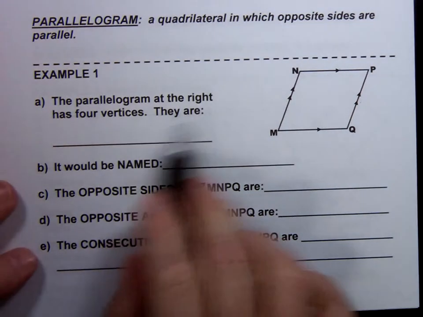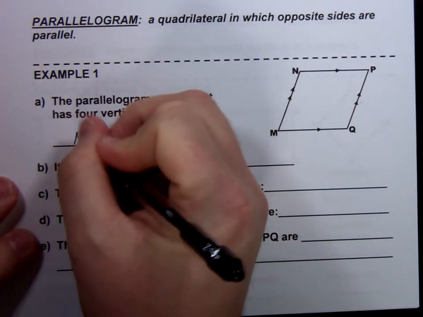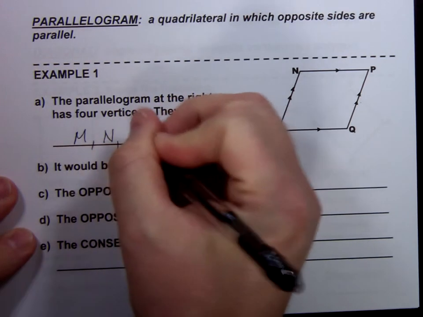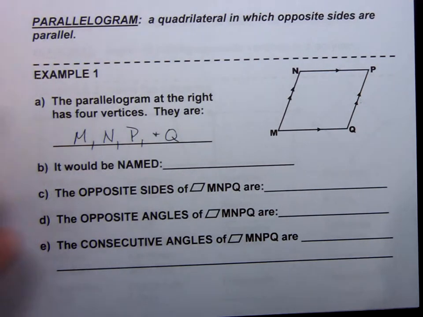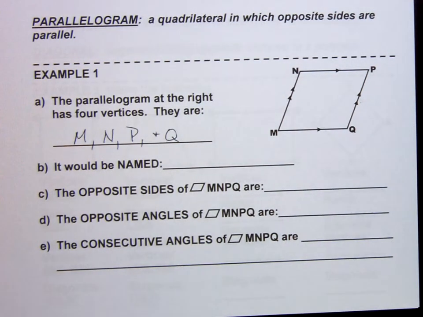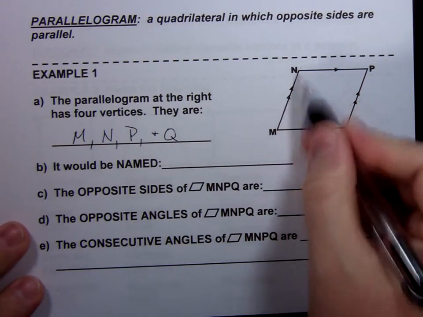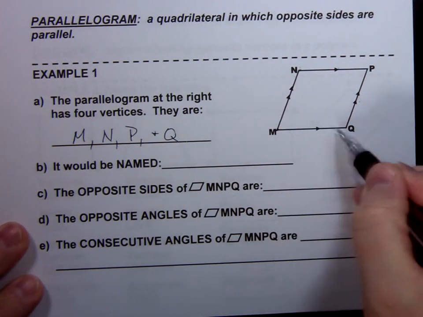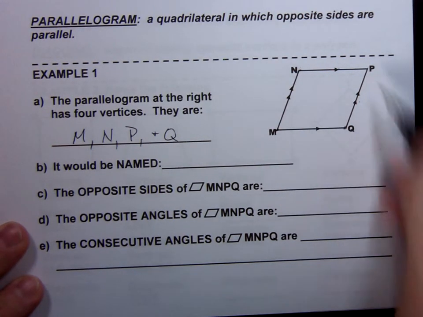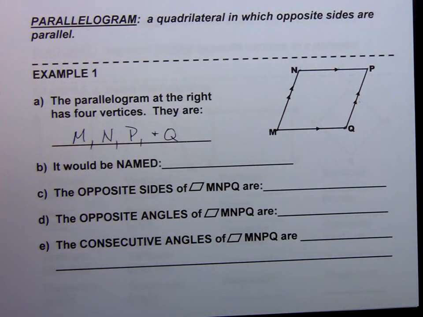Alright, the parallelogram at the right has four vertices. They are M, N, P, and Q. Remember, a vertex is the endpoint of a segment where it intersects another endpoint of a segment. It's kind of like the corners of the shape. So N is a vertex, M, Q, and P. Those are the vertices. Vertices is just the plural word for vertex.